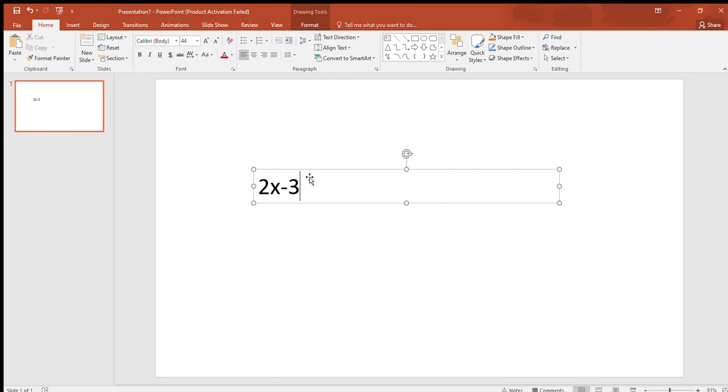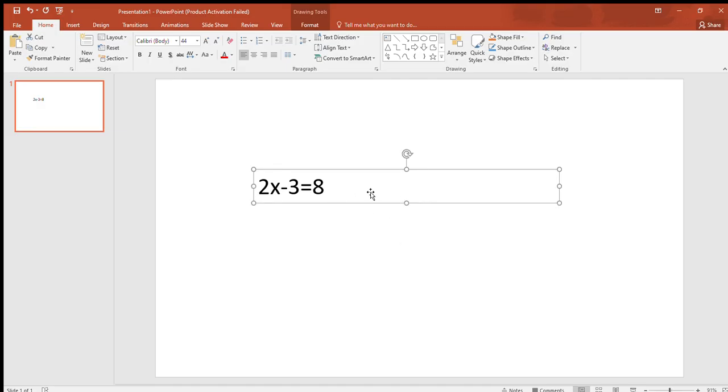Now let's say I just put in an equal sign and make it equal to 8. Now this is what we call an equation because it has an equal sign, it can be solved, and it is basically in contrast with an expression. So those are the key differences.